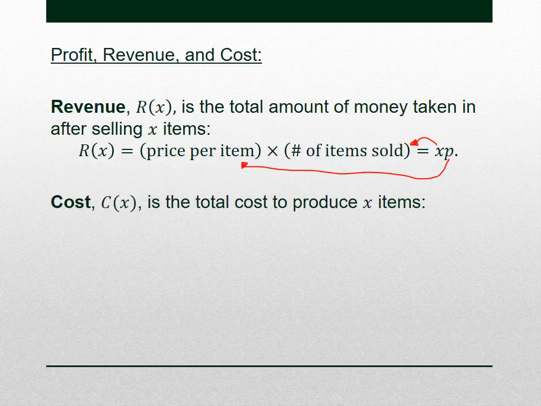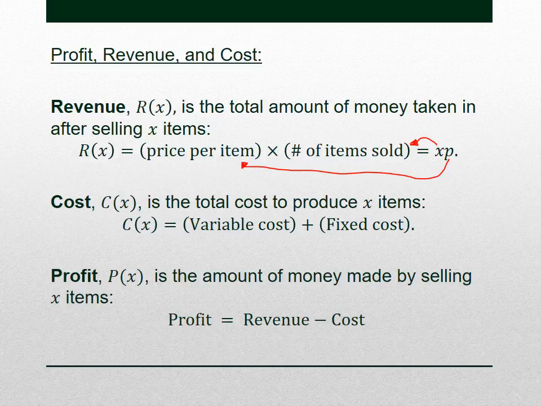Cost, we usually denote capital C of X. That's the cost that it is to produce X items. Right, so that's a variable cost plus a fixed cost. You don't need to know that necessarily. The main idea here is that C of X is the cost to produce X items.